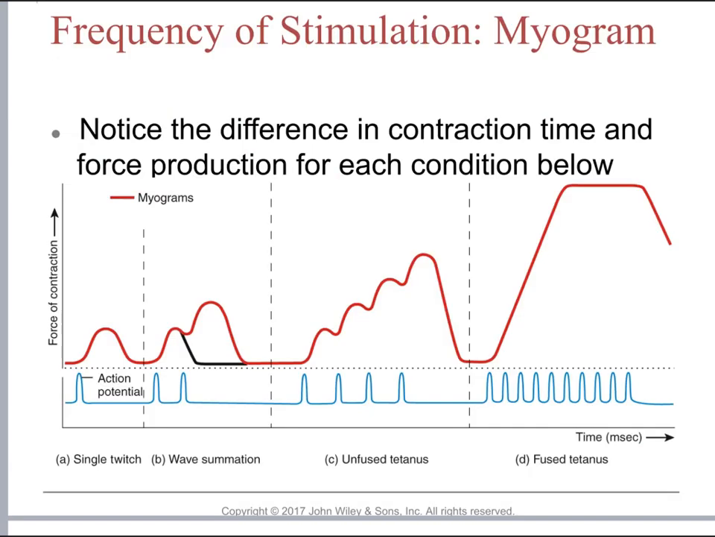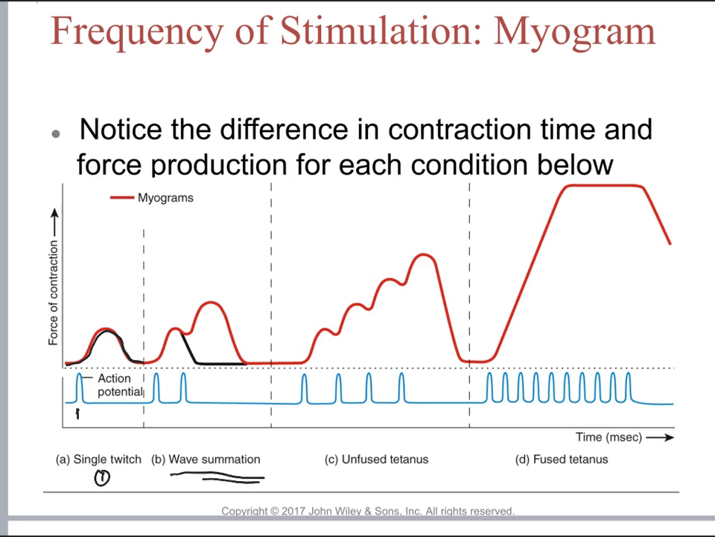So we can look at a myogram, a graph that overlaps muscle contraction with force of contraction with action potential. So we put together our four different types of contraction with the frequency of stimulation. So notice the difference in contraction time and force produced for each of the conditions below. So again, we start with a single treppe or twitch, right? And then you see that our force is relatively low. We get a full cycle. One action potential.